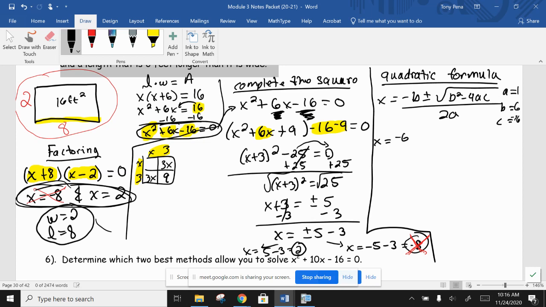Most of us are pretty good with these. You can go ahead and start plugging these things in. So negative b is a 6. The opposite of b should be a negative 6. And then we do 6 squared minus 4 times a negative 16, all divided by 2 times a.